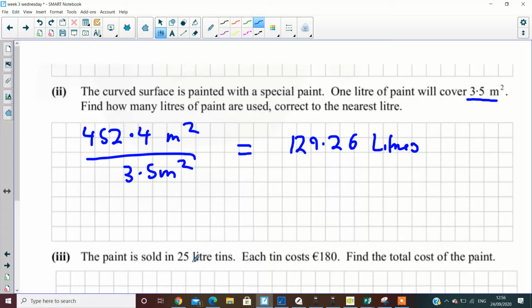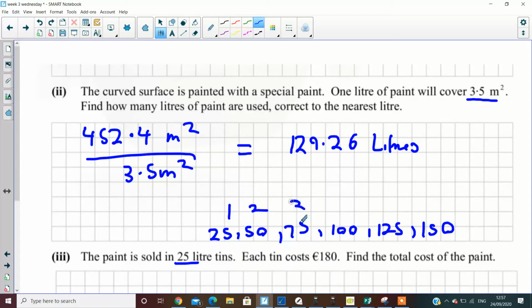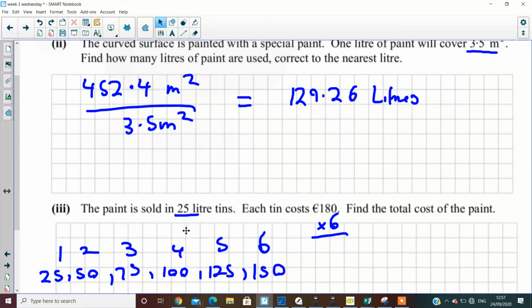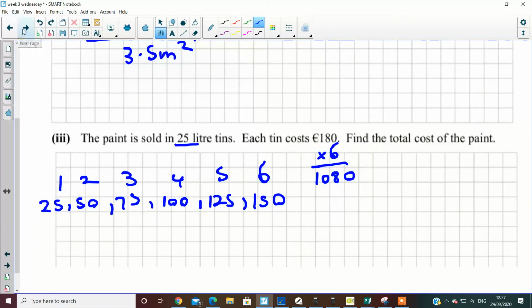It's sold in 25 litre tins. So what does that mean? 25, 50, 75, 100. 125 won't do the trick. We need 150 litres, which is how many cans? 6 cans. So multiply 6 by 180 and you're good to go. The working should be down here. You're right. So 1080. Okay, flying. Let's keep going.